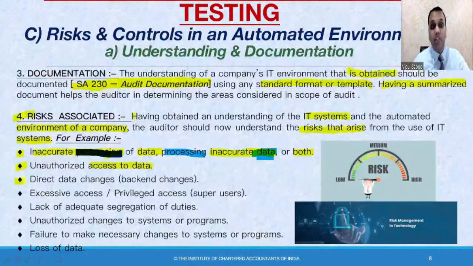Direct data changes, for example, back-end changes. There is front-end working, there is back-end working. People who are dealing with the customers is front-end working, and back-end working is people who are working at the back-end in night shifts, or they don't get exposure to interact with the customer. Sometimes you might get an error in your systems or applications. You call the company, and they say this is a back-end problem, there is some problem with our server.